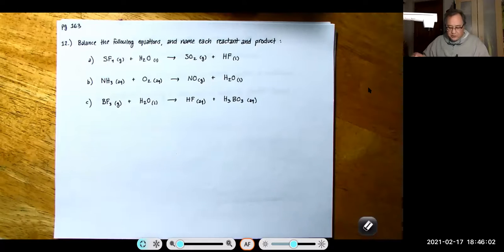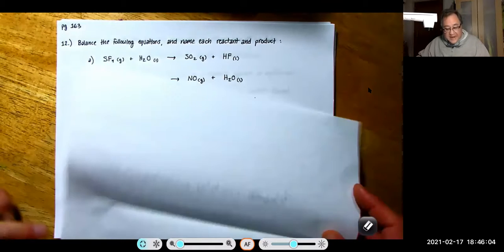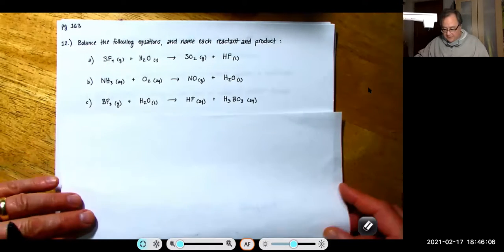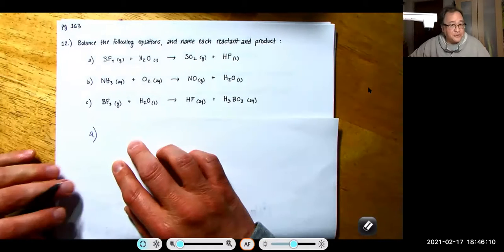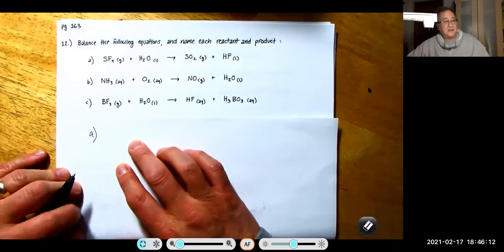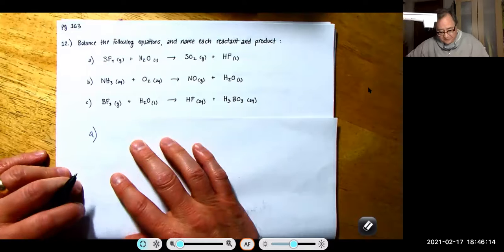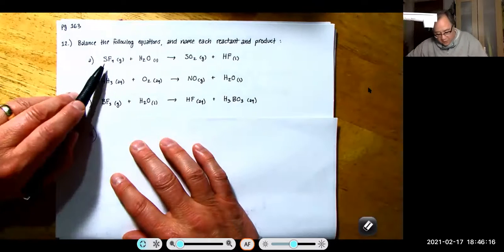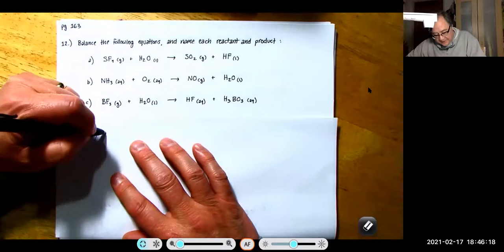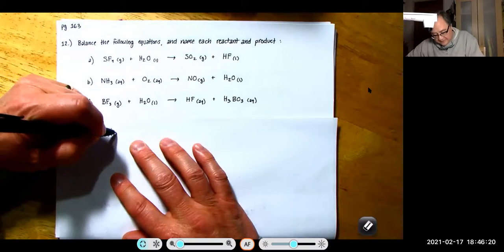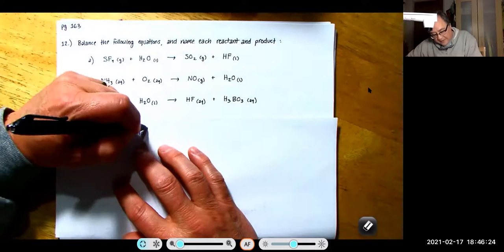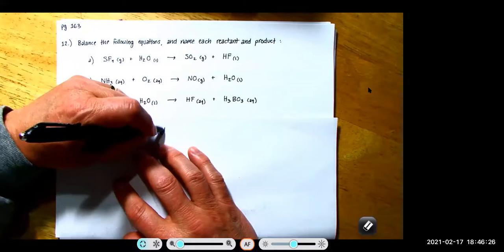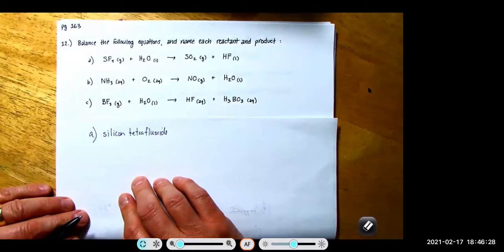So we're supposed to balance the following and name each reactant and product. So let's actually name them first, and then we'll balance. So what do we call SF4? Silicon tetrafluoride. Wouldn't that be sulfur tetrafluoride? Oh, thank you. Sulfur.